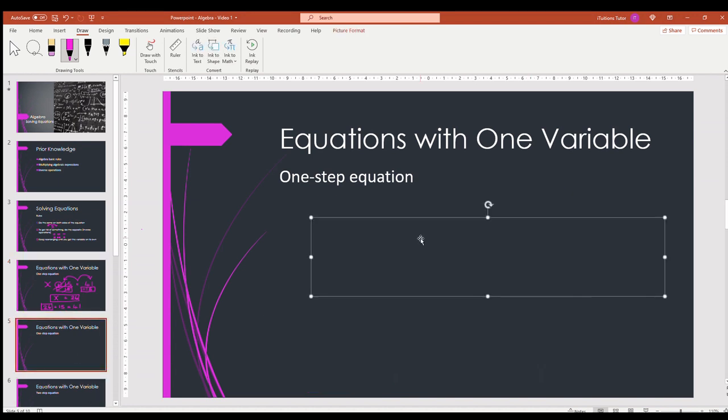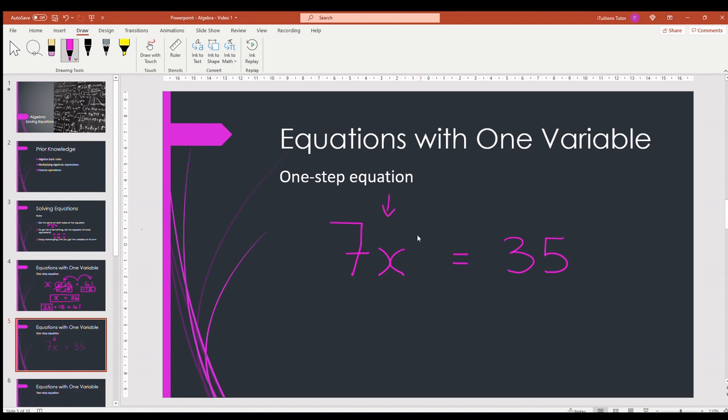Let's do another example. 7x equals 35. Remember, 7x means 7 multiplied by x, and I have covered this in a video called The Basic Rules of Algebra. I want to get x on its own, so I need to get rid of the 7. 7 multiplied by x, so the opposite of multiplication is division. I will divide by 7 to get rid of it. But I must do the same on the other side.